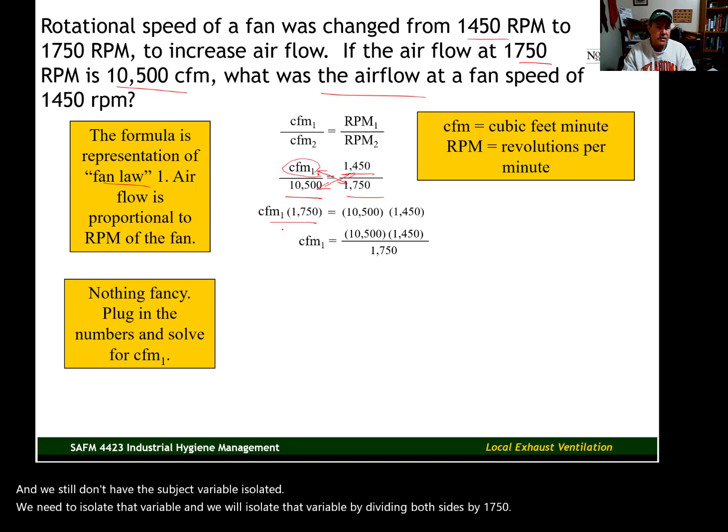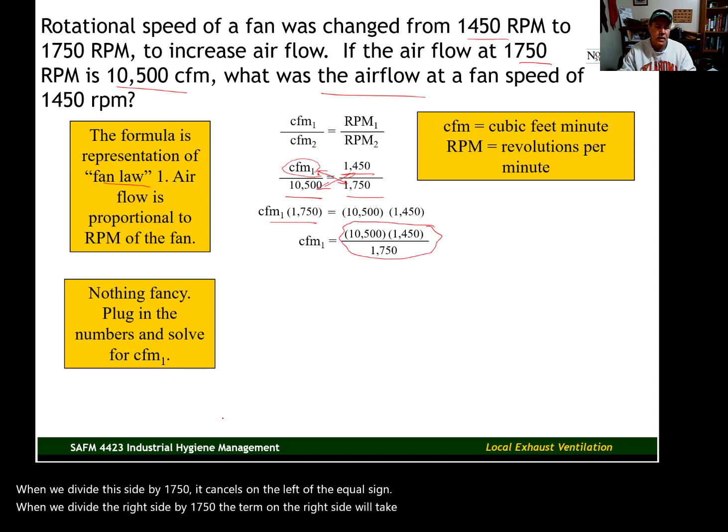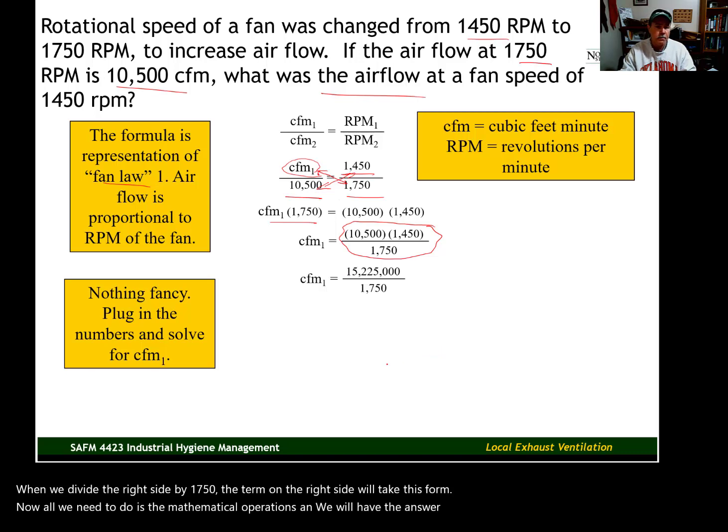When we divide this side by 1,750, it cancels on the left of the equal sign. When we divide the right side by 1,750, the term on the right side will take this form. Now all we need to do is the mathematical operations, and we will have the answer to this particular problem.